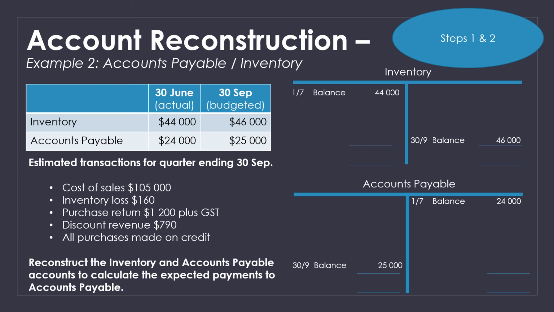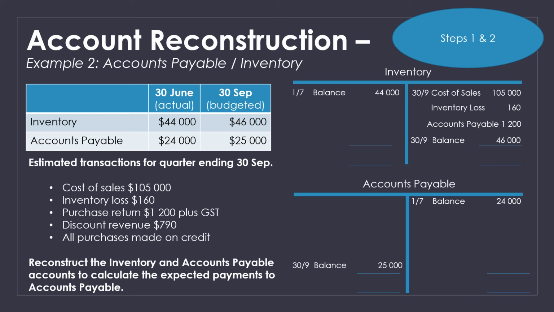starting with cost of sales, $105,000. And this is a decrease to the inventory account and therefore recorded on the credit side of the inventory account. An inventory loss also leads to a decrease in inventory, therefore recorded on the credit side of the inventory account. Thirdly, we have purchase return, which reduces inventory and therefore recorded on the credit side for the amount $1,200.